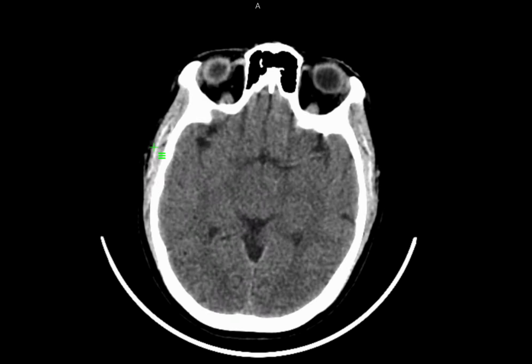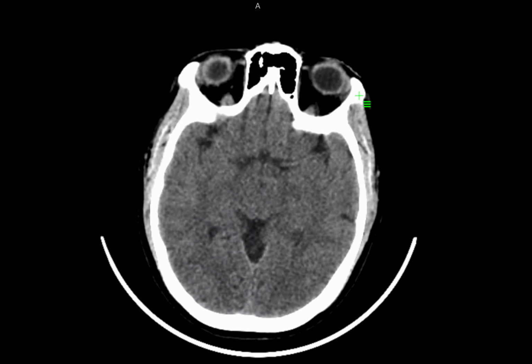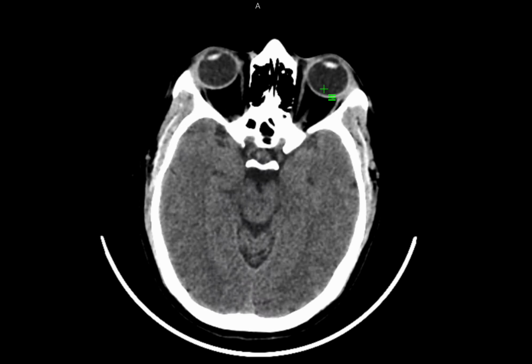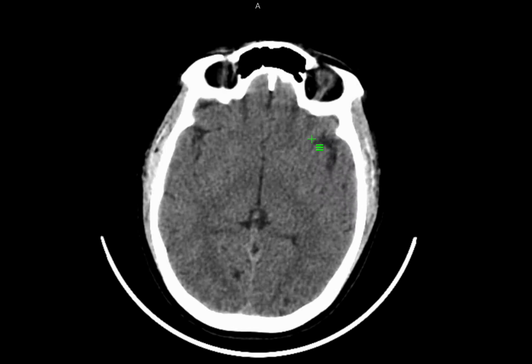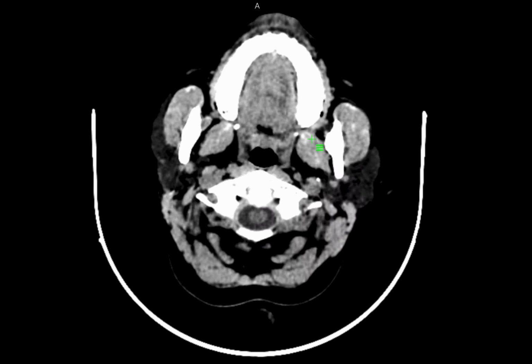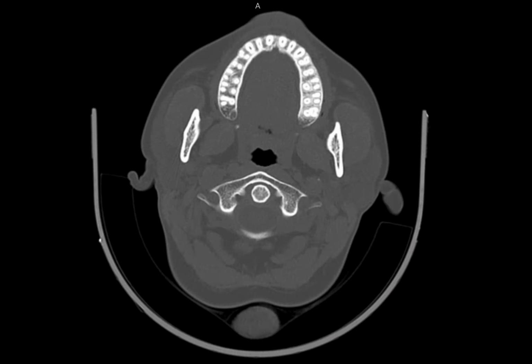So then always try to look at the orbits. In the orbits you have the eyes, and behind that you have the optic nerve, and you have the extraocular muscles also. Now once this is done, we can move on to the bone window.